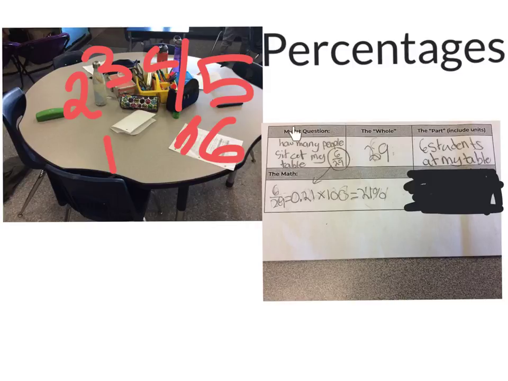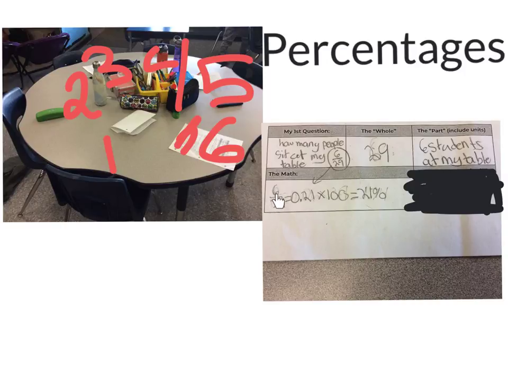So first I'm wondering how many people sit at my table. You can see here I have one seat here, two, second seat here, the third seat here, fourth seat here, fifth seat here, and the sixth seat. So that would be 6 people at my table, and there are 29 students in my class.